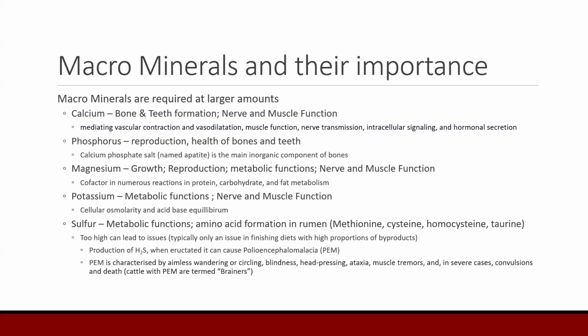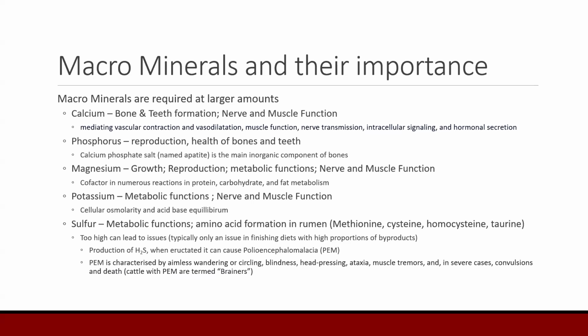Then sulfur, important for metabolic functions and amino acid formation in the rumen. The microbes in the rumen, their special power is to take nitrogen and a carbon skeleton, and they can synthesize their own amino acids. A lot of these amino acids are sulfur containing, so they need sulfur to form those amino acids.